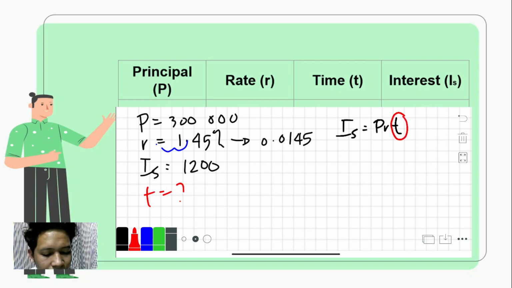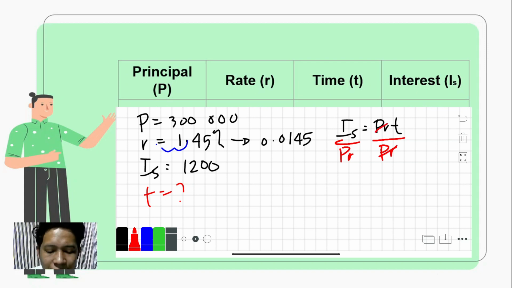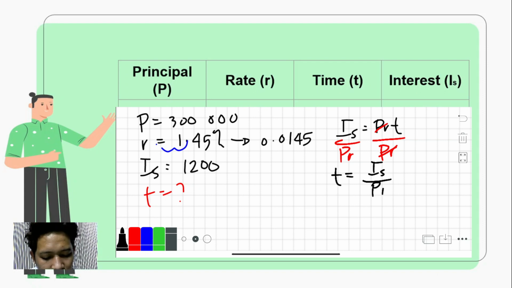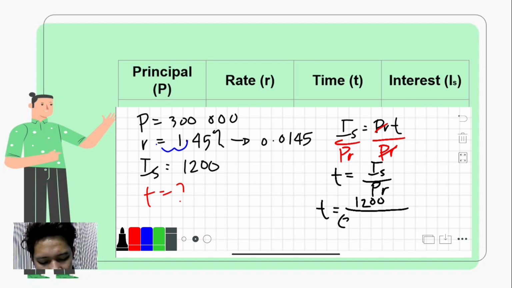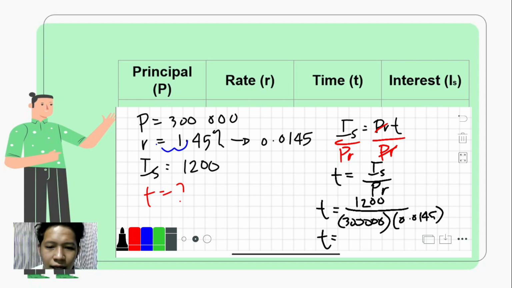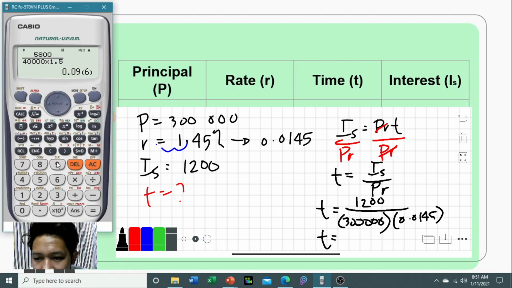So, paano po natin makukuha yung time? So, para mangyari po yon, we need to divide both sides by PR. Para po makancel natin sa formula yung PR, para T na lang yung matitira sa kabilang side ng equation. Hence, the formula in getting the time would be I sub S over PR. And then, by plugging in all the necessary values to our formula, that would be T equals, our I sub S is 1,200 over, the principal is 300,000 multiplied by, our rate is 0.0145.